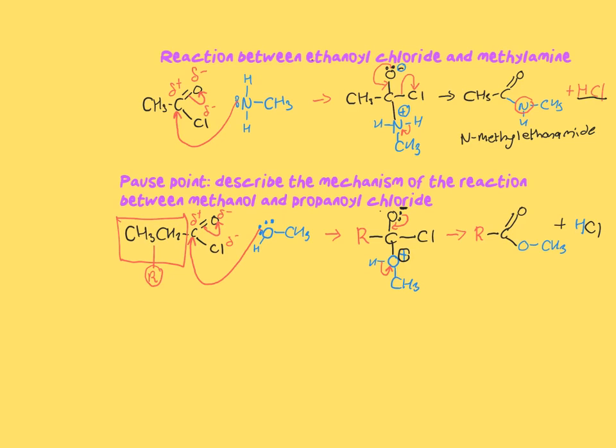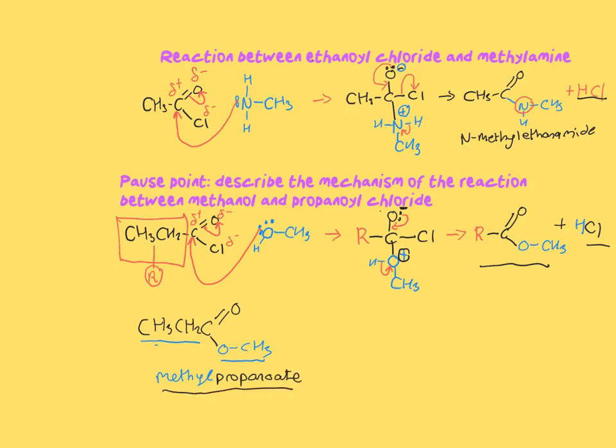So an acyl chloride or an acid chloride acylating an alcohol results in an ester and hydrogen chloride. The resulting ester molecule that's formed, as you learnt to name esters 2 weeks ago, has the alcohol methanol and the acid derivative propanoic group. So the name of the resulting ester is methyl propanoate.